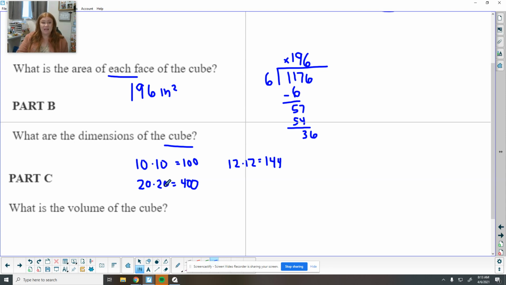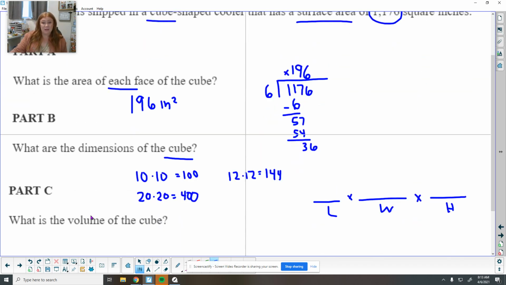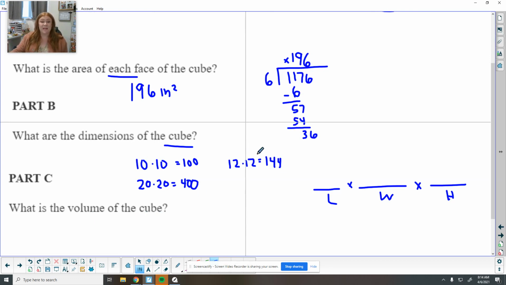So see if you can find the number times itself that equals 196. And that is going to be your length. It's going to be your width. And it's going to be your height because it's a cube. All of the faces are the same. So find the number times itself that equals 196. And then you're going to use that to find the volume, length times width times height. So we can use what we know to work backwards and find that information. So find the number times itself that equals 196, and then plug that into our formula, length times width times height, and go ahead and solve that.